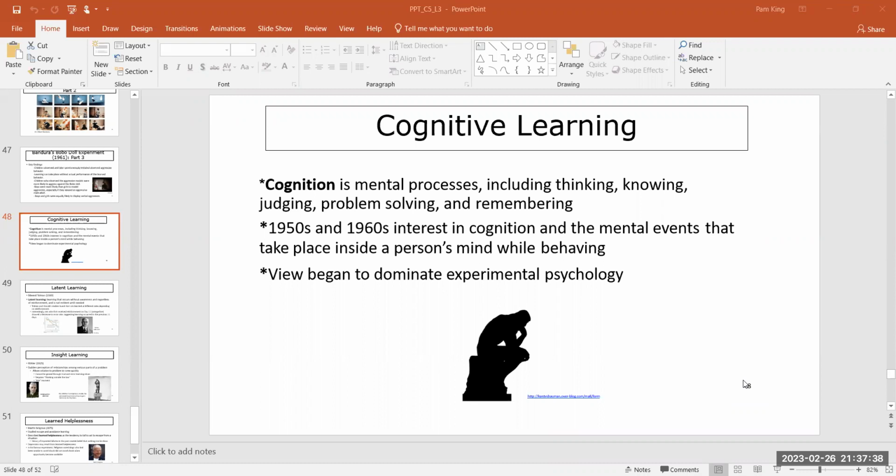So here we are going to explore two kinds of cognitive learning. The first one is latent learning, and the second one is insight learning.